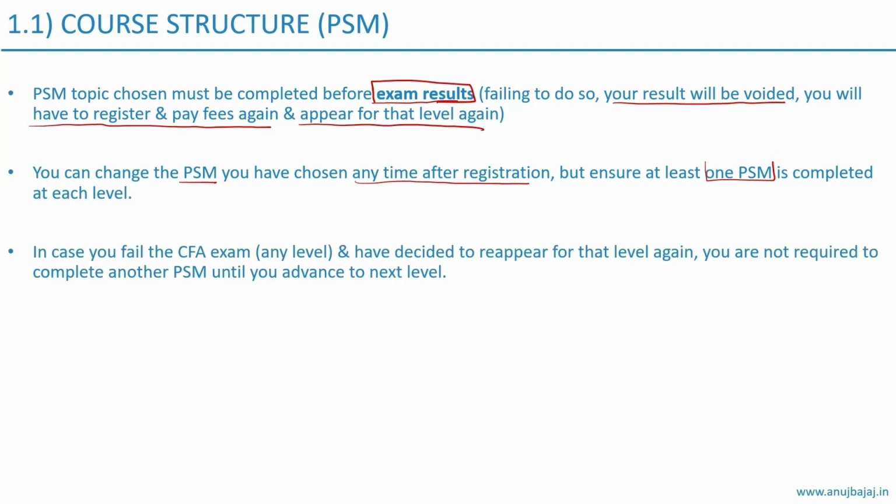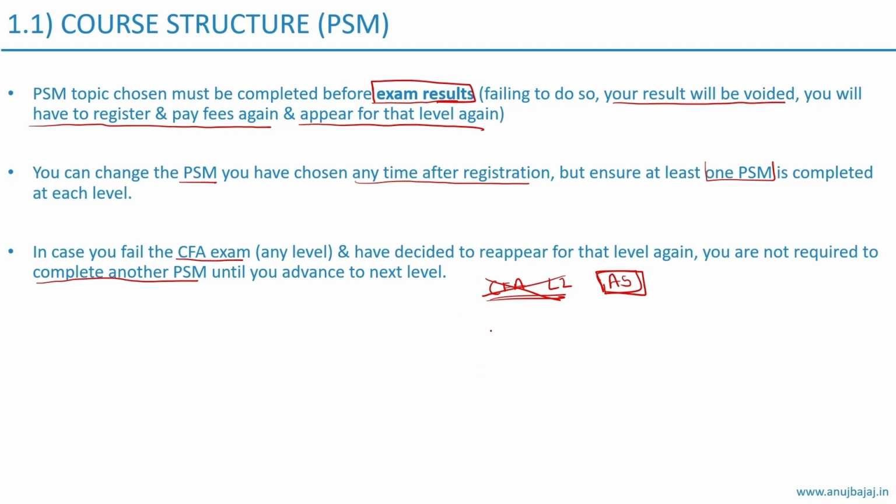And in case you fail the CFA exam, Level 1, Level 2 or Level 3, and have decided to reappear for that level again, then you are not required to complete another PSM until you advance to the next level. So, suppose you have appeared for the CFA Level 2 examination and you have completed the Analyst Skills module for Level 2. And suppose you fail to clear the examination, then it is not required to complete another Practical Skills module to appear for the Level 2 examination.